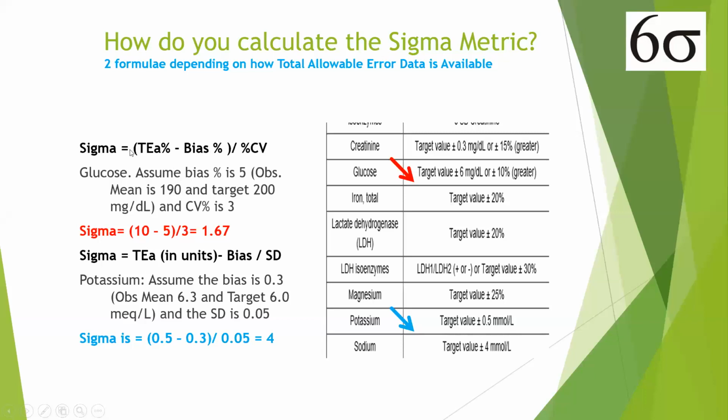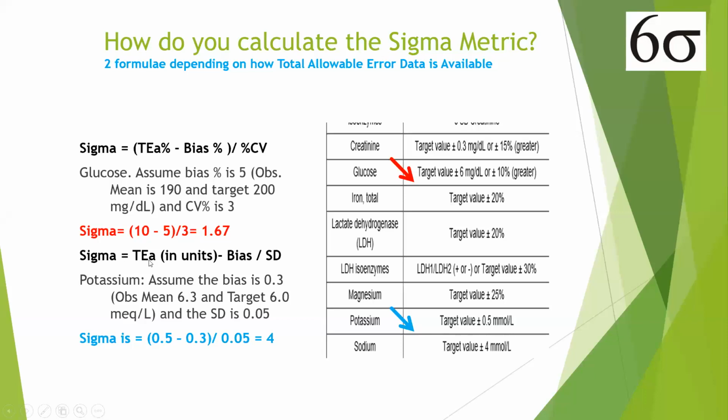I repeat, the formula here is total error in percentage, which is 10% from the CLIA guidelines. The bias you have got, because your difference here is 190 and 200, so 5% of bias here. So 10 minus 5. And the CV you obtained for glucose for that month, let's say it is 3. So 10 minus 5, which is 5, divided by 3, which is 1.67. At this bias and at this CV, your glucose is at a 1.67 sigma.